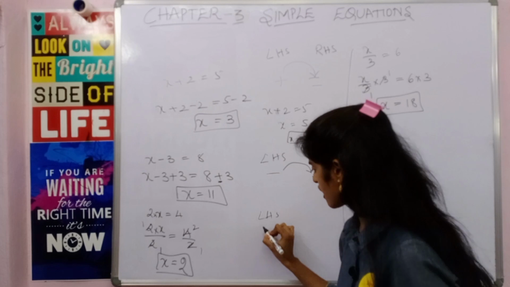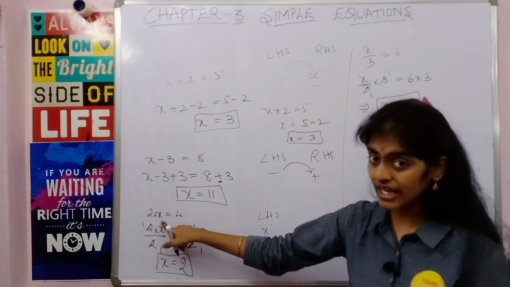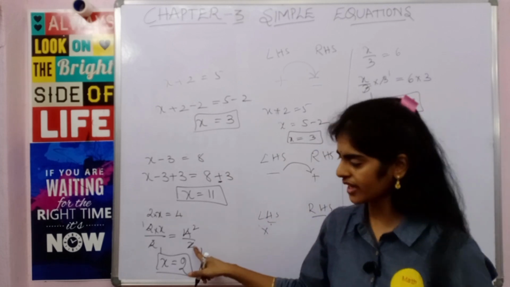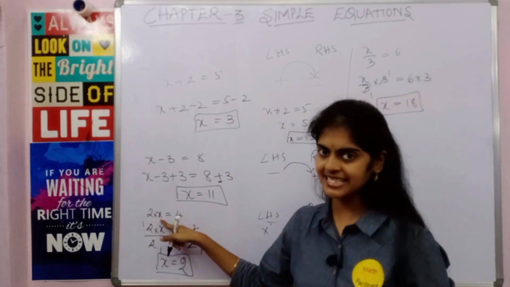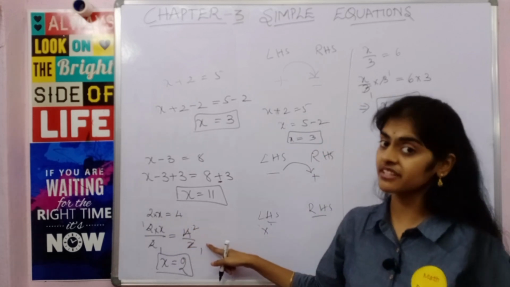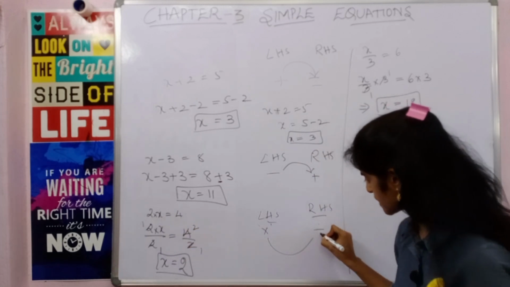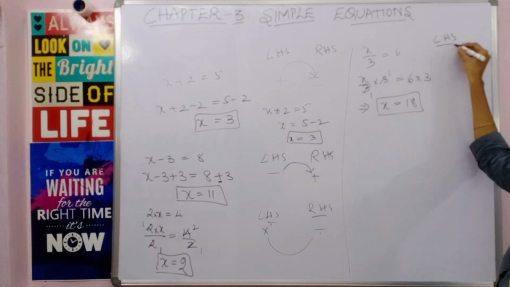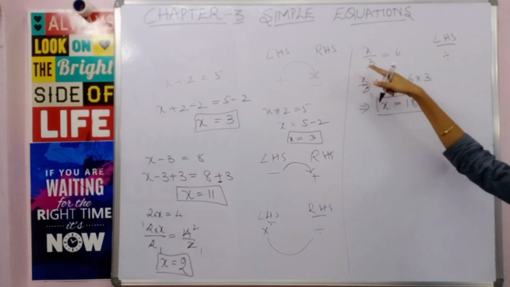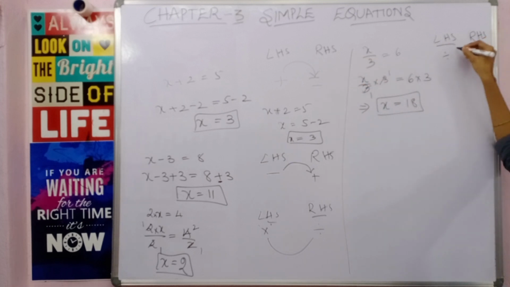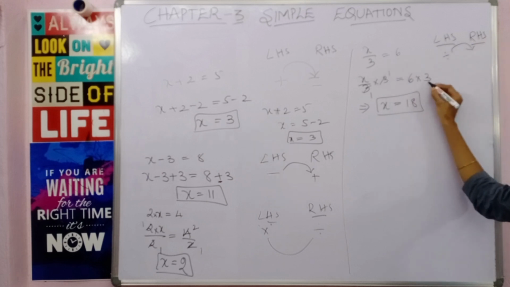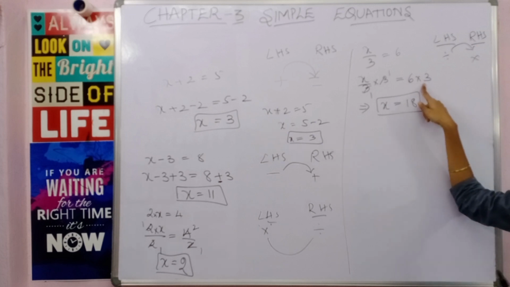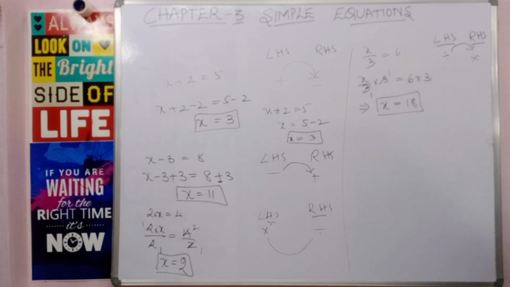Now let us take this example. In LHS you have multiplication, 2 into x, and in RHS you have divided by 2. So multiplication became division. Clear? Now here in LHS you have division, x divided by 3. The same thing when it is transposed to RHS became multiplication. It was division here, it became multiplication when transposed to RHS. Clear?